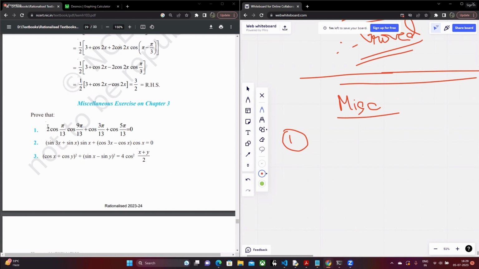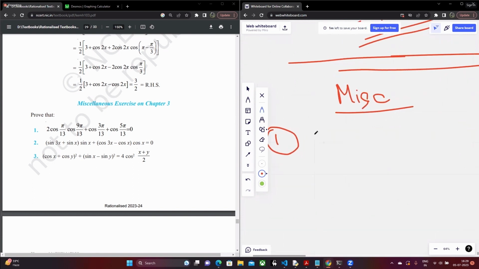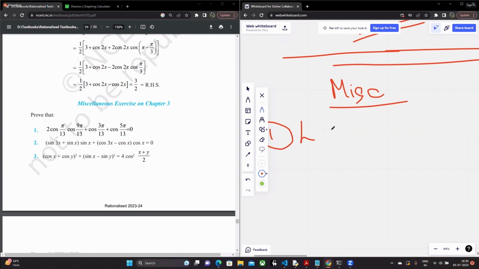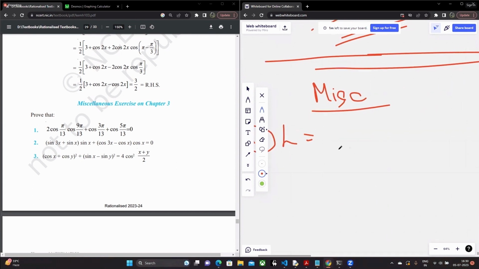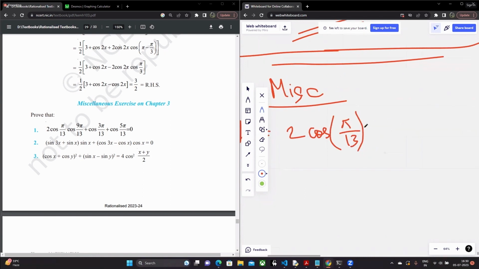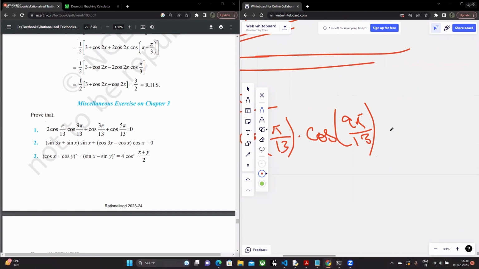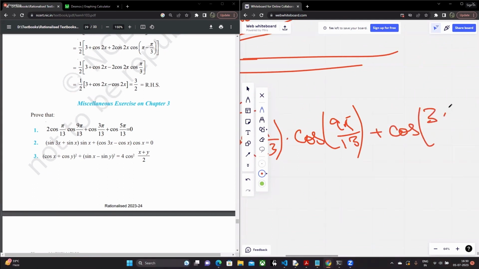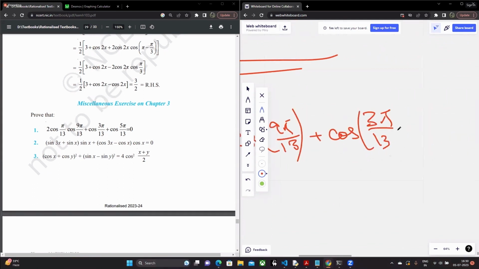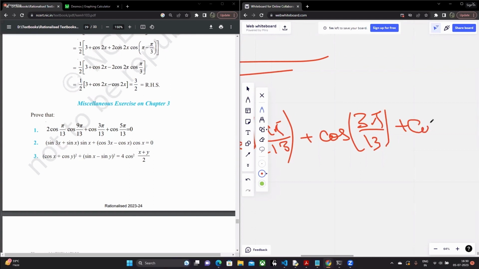Remember the formula for 2 cos A cos B. Let me write this out. Since the right hand side is 0, I'm just directly going to the left hand side. The left hand side states that 2 cos of pi by 13 into cos of 9 pi by 13 plus cos of 3 pi by 13 plus cos of 5 pi by 13.